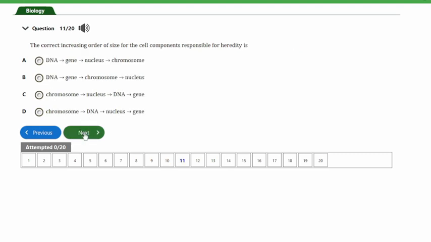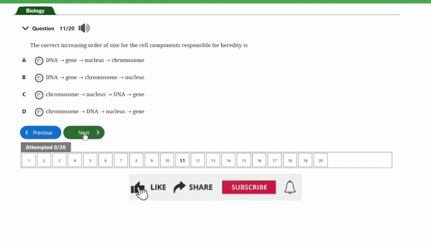It says the correct increasing order of size for the cell components responsible for heredity is A. DNA, gene, nucleus, chromosome, B. DNA, gene, chromosome, nucleus, C. Chromosome, nucleus, DNA, gene, D. Chromosome, DNA, nucleus, gene. So guys, the answer to this question is option B.